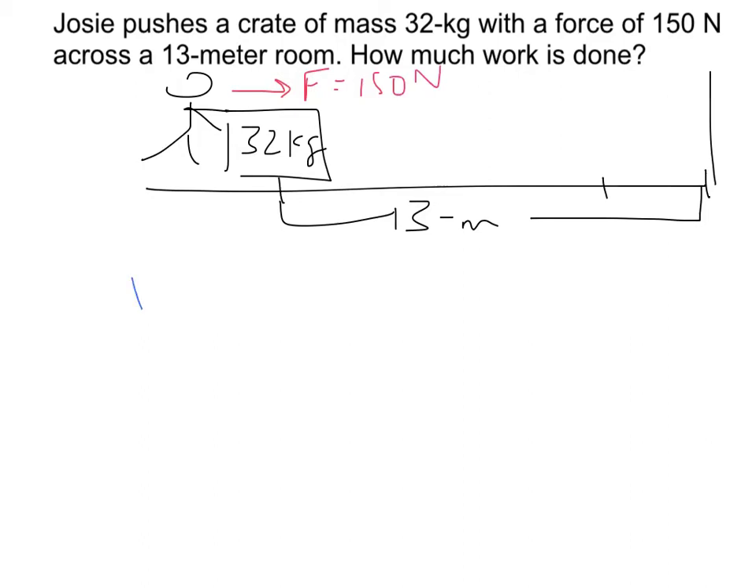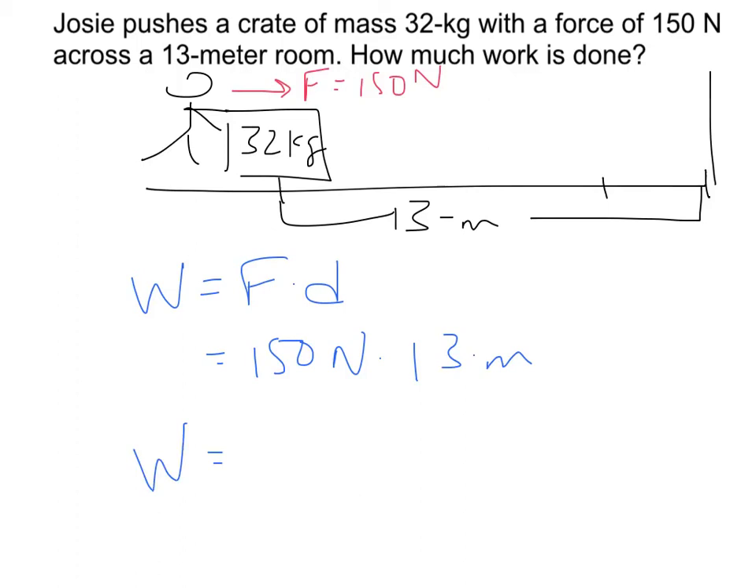So what do we got? Work is force times distance. So this is a very basic problem. Obviously the force that she's using is 150 newtons, and the distance is 13 meters. And so the work done is 1950, I believe, joules.